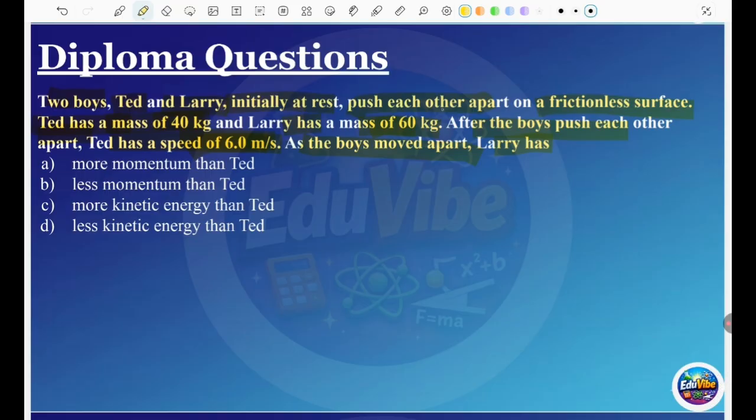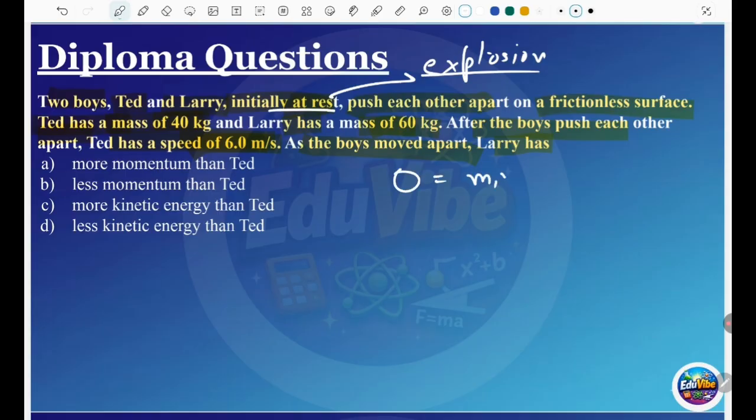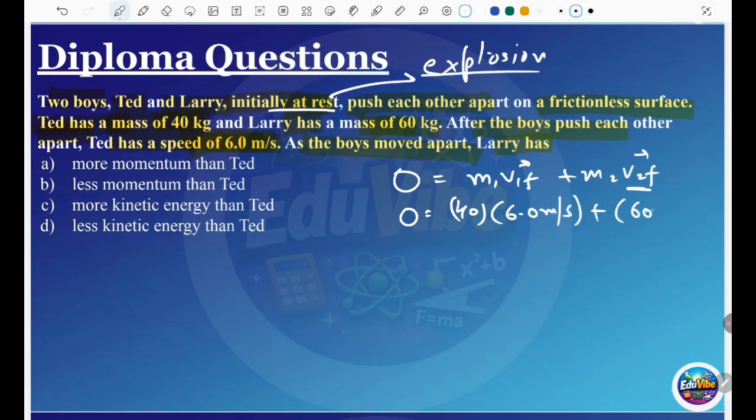We can see that they are initially at rest. So we all know what type of collision we have: this is the explosion one. In the explosion equation, initially we have 0, then m1 v1f plus m2 v2f. We don't know v2f, but we know the rest. So this is 0 equals mass 1, which is 40 kg, times v1f, which is 6.0 meters per second, plus m2, which is 60 kg, times v2f, which we have to find.